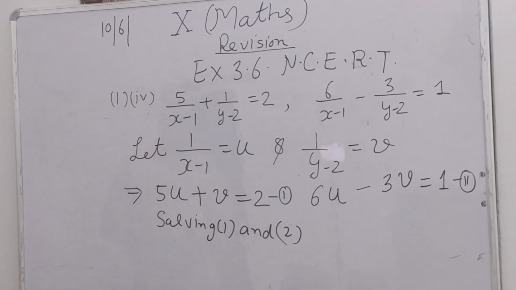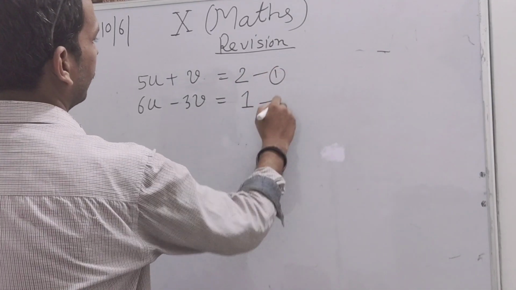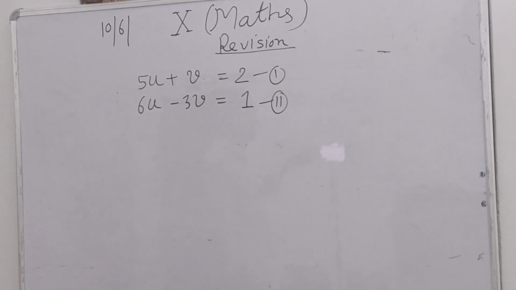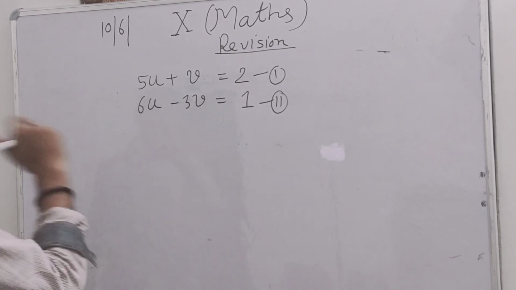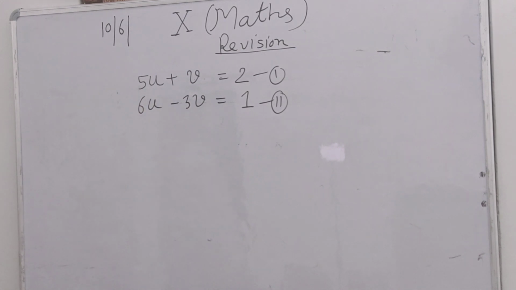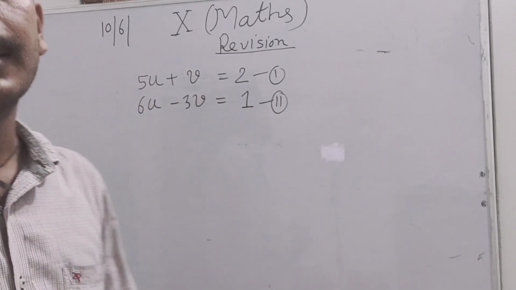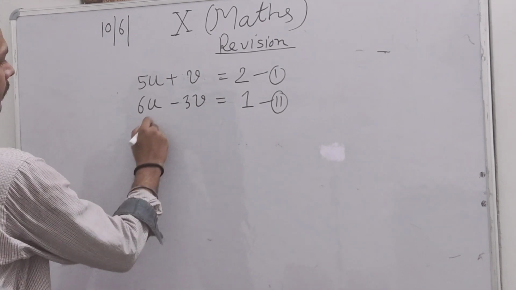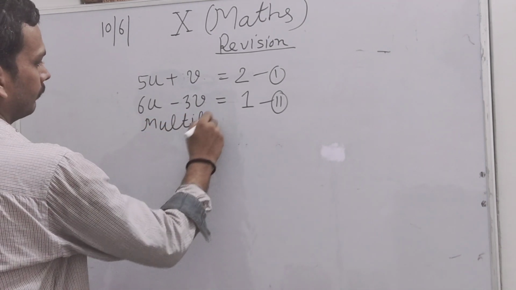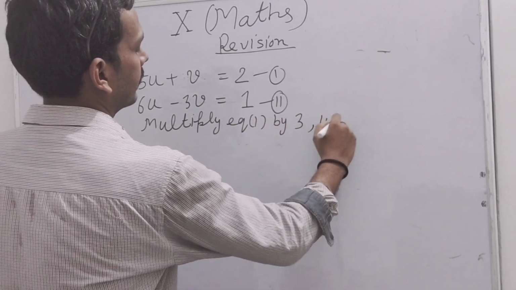Now I am going to erase all these things. Now this is our first equation and this is our second equation. These are our two equations. Now you can see, if we multiply equation number 1 by 3, because here the coefficient is 1, we can multiply equation number 1 by 3. So we will write down multiply equation 1 by 3.